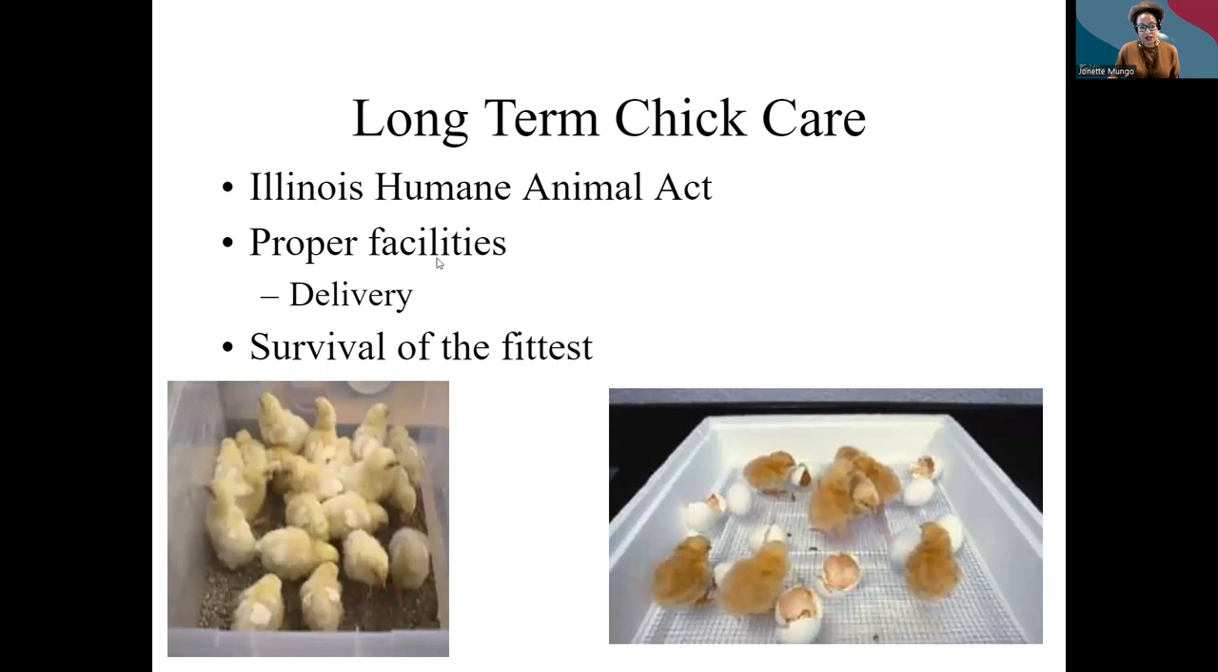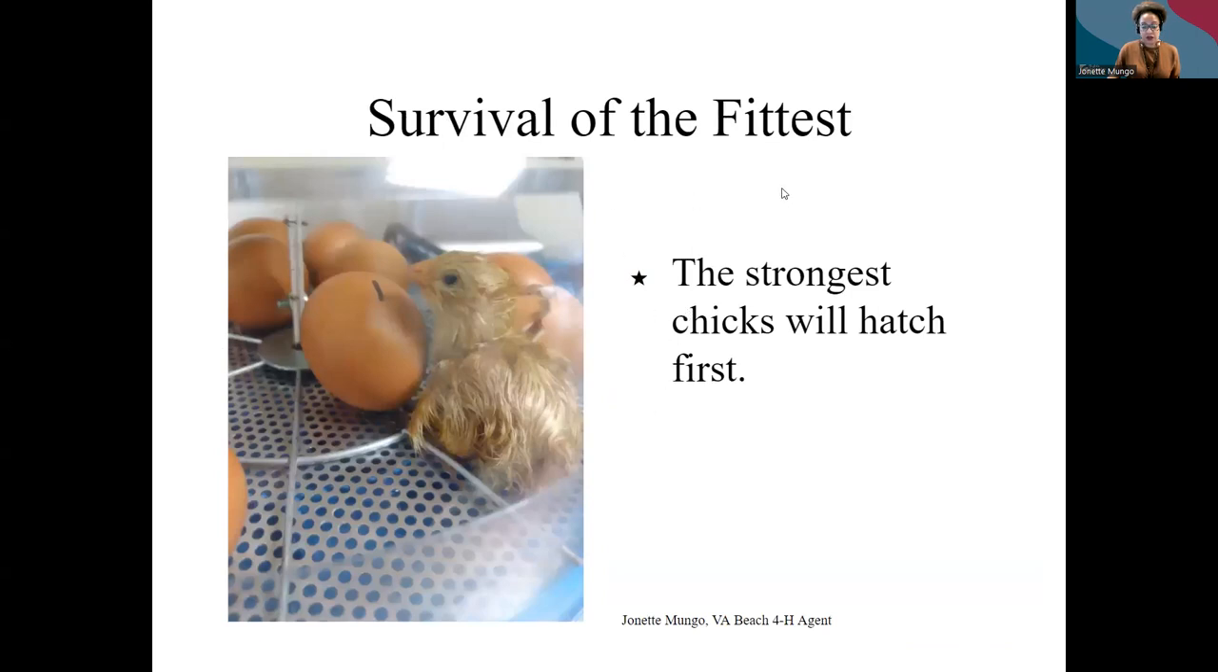It is survival of the fittest, making sure the facility is proper. So you see in this picture here at the bottom that there is no egg turner in this styrofoam box. Okay, take your egg turner out because it gives the chicks a better chance to survive once they hatch. And it really is survival of the fittest, the strongest.